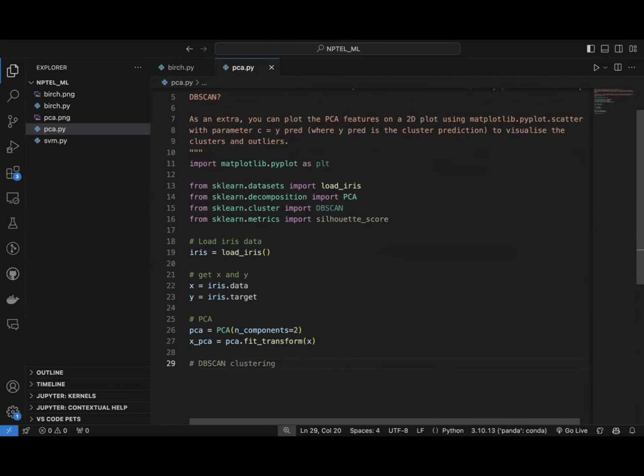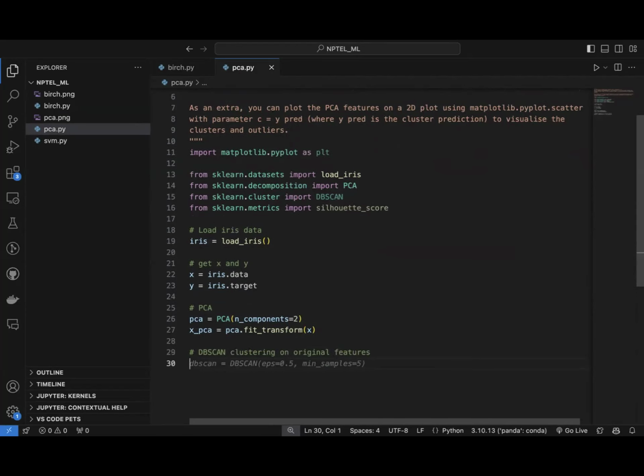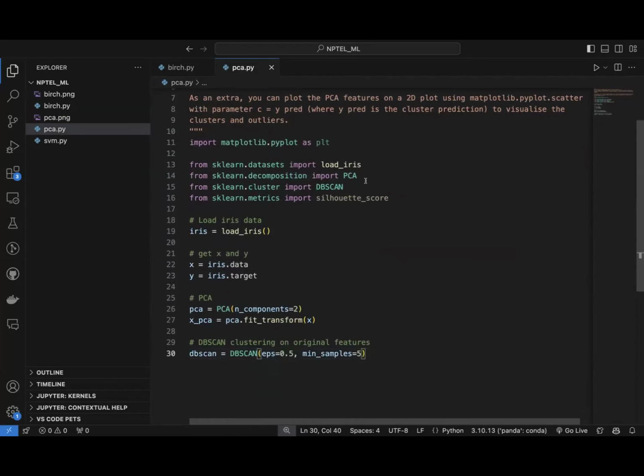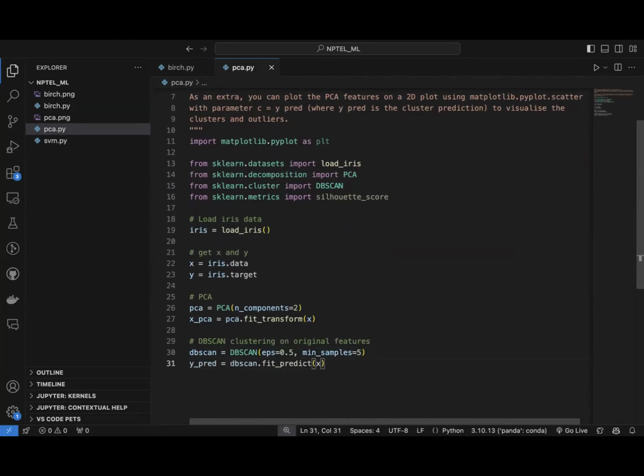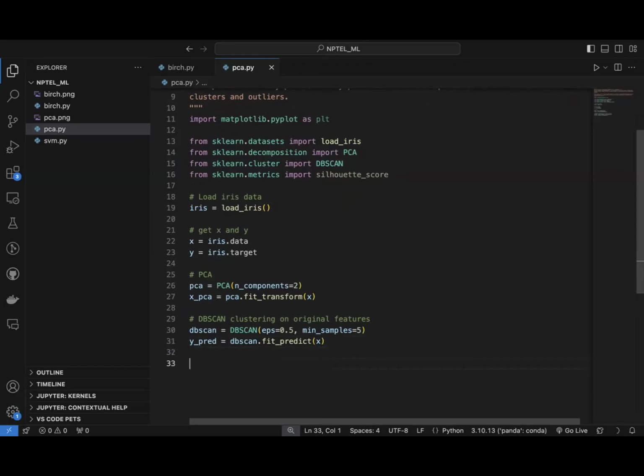So DBSCAN clustering on original features. These are the parameters that are given, 0.5 and almost 0.5. It's DBSCAN, and we will fit the DBSCAN. We can do the fit, then dot labels, it will give me the labels, or we can do the fit predict, which will directly fit and predict.